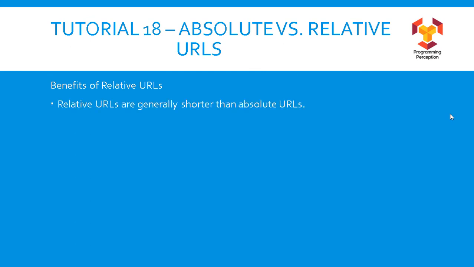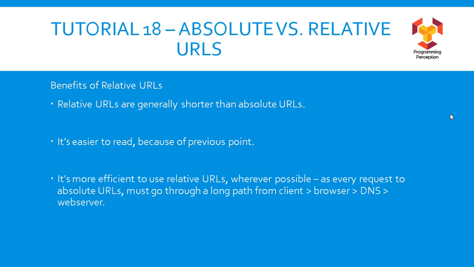The first benefit is that relative URLs are generally shorter than absolute URLs, and you have seen that in your practical example. Because of the first benefit, it provides another benefit: it's easier to read because of the previous point only. If you have a shorter URL, definitely it would be much easier for you to read. Now, it's more efficient to use relative URLs wherever possible.